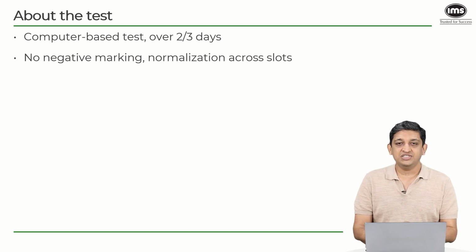Now, in terms of the marking scheme, there is no negative marking. So you will have each question which will be followed by 5 options, but then even if you get an answer wrong, there will be no negative marking.